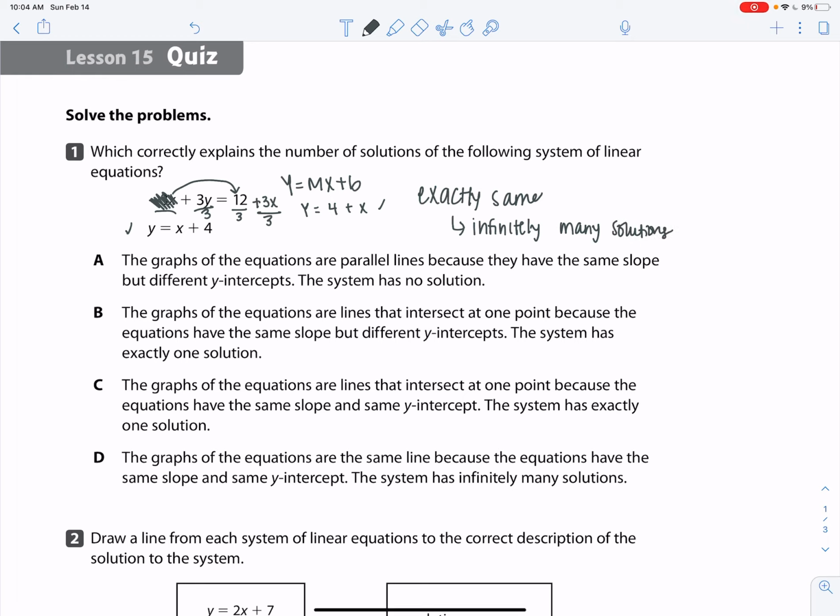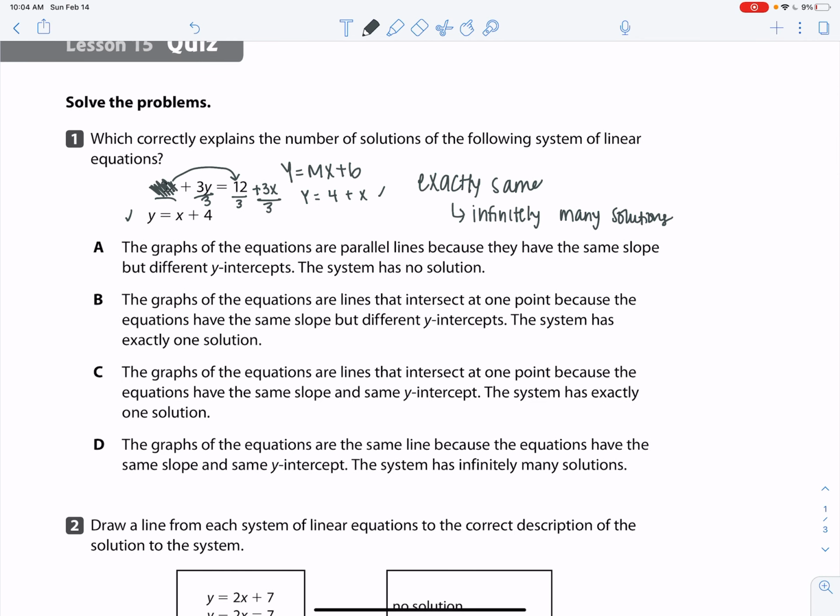All right, so the one that has infinitely many solutions: A says no solution, so that's clearly not the one we want. B says it has one solution, not what we want. C also says one solution. D is the only one that says infinitely many. There we go. All right, and we move on.